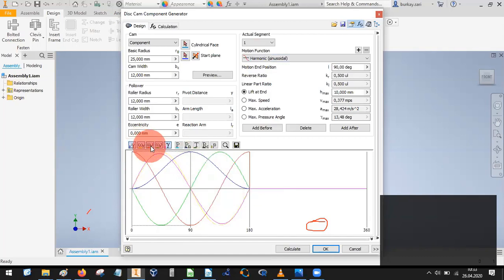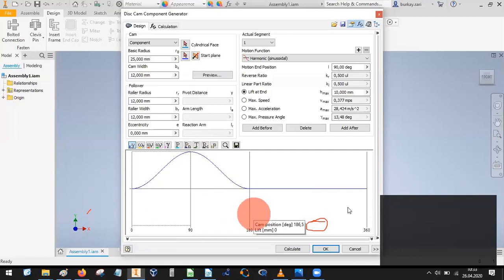I'm going to delete every item and only remain the lift here. This is our stroke. As you see, in my example, we have 3 segments, from 0.2 to 90 degrees. When you control the actual segments, as you see, we have 3 segments.